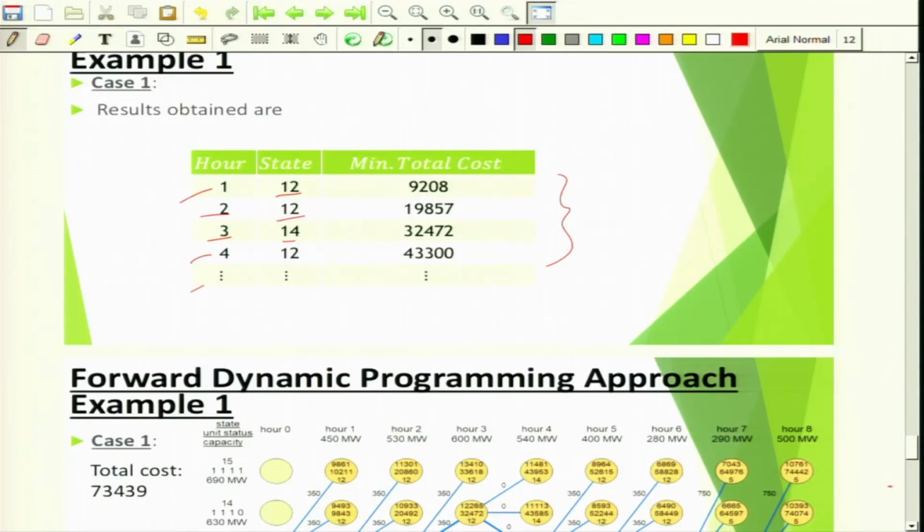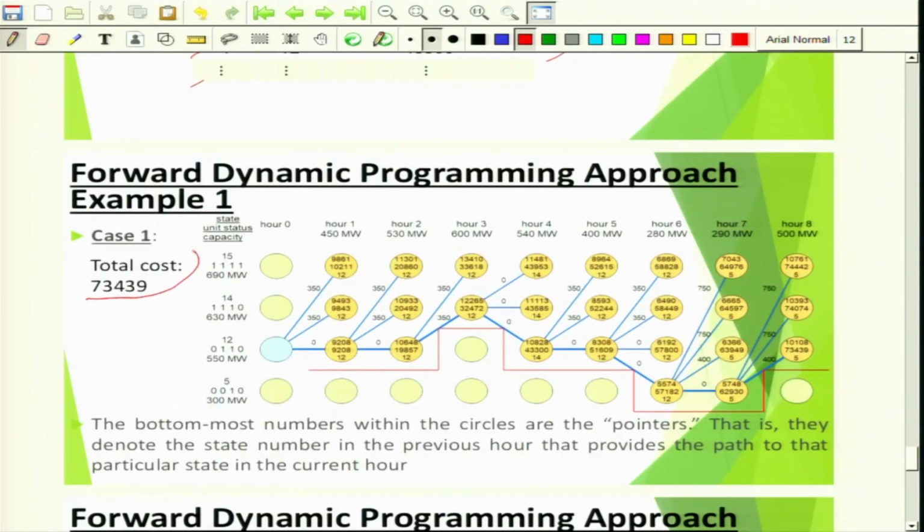And then to summarize, for the entire operation using the forward dynamic programming approach, the cheapest total cost is coming out to be $73,439. So you see here the 4 feasible states as per the priority order: 5, 12, 14, 15. For these states, as per the strict priority list, you check what possible combination at each hour can meet the load demand from hour 1 to hour 8, right.